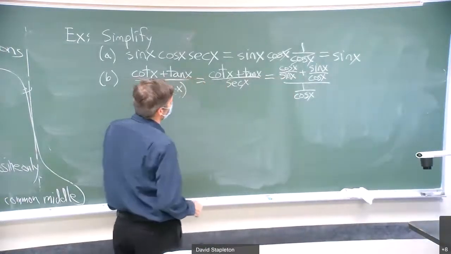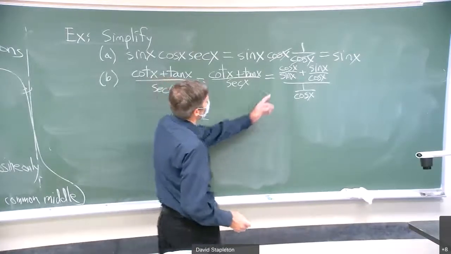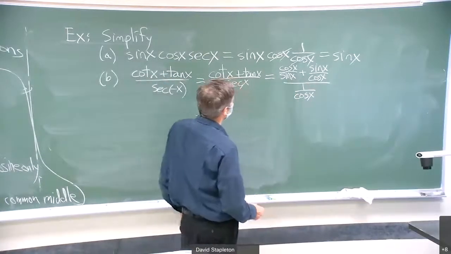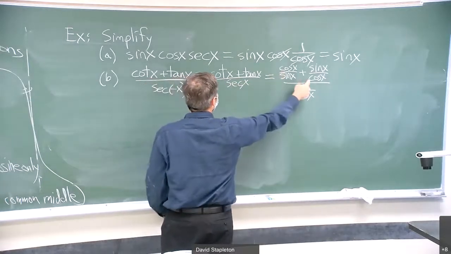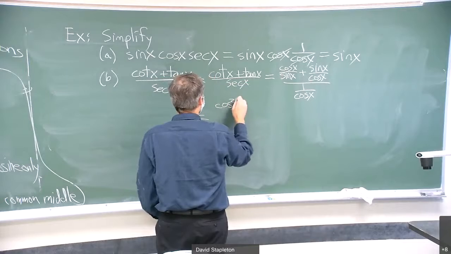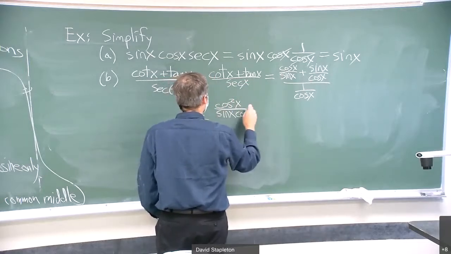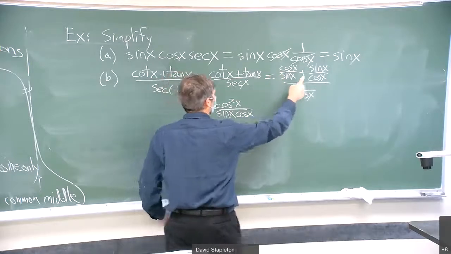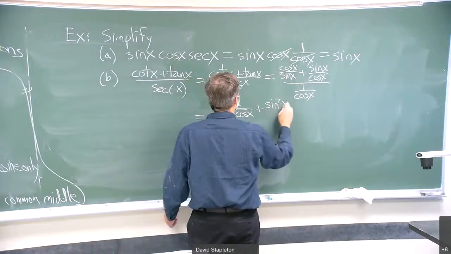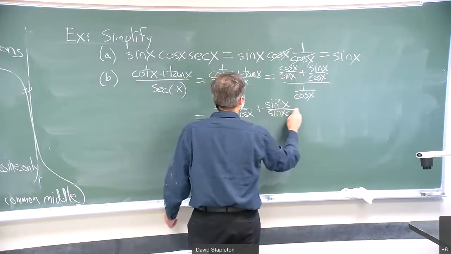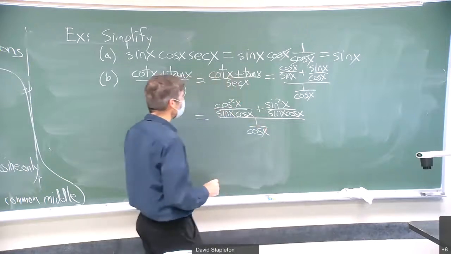So now what do I do here? Well, it's just getting messier and messier, but in algebra, if I have a sum of quotients, I put them over a common denominator, right? So let's try that. Let's multiply this one top and bottom by this denominator. Cosine times cosine is cosine squared over sine x cosine x. So I'll multiply this one top and bottom by cosine, and multiply this one top and bottom by the other denominator, sine, and I get sine squared over sine x cosine x, right? And on the bottom, I still have 1 over cosine.